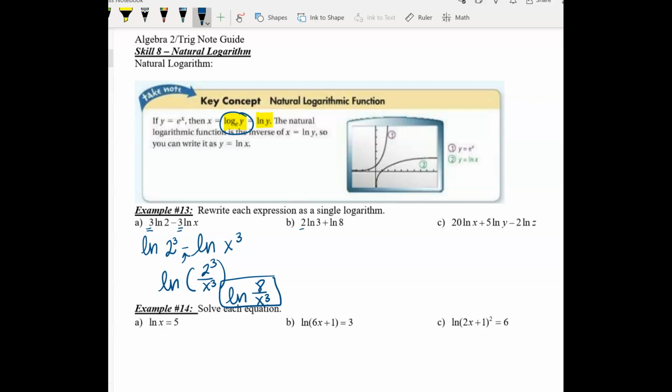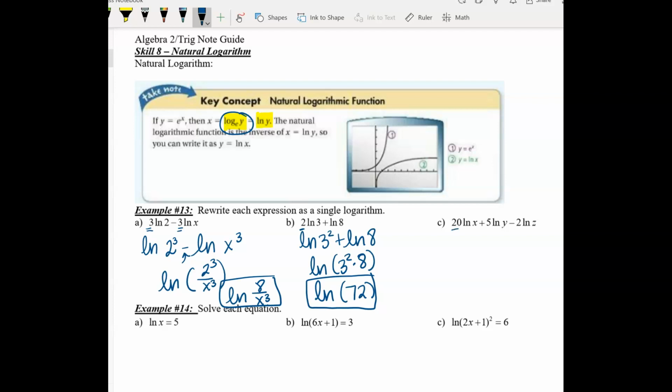And so this would be the natural log of 8 over x cubed. For part B, I would start with the same thing with this 2. So this will be 3 squared and then 8. To combine two logarithms that are being added, they combine into one logarithm where we multiply what's inside of those logarithms. 3 squared is 9, and 9 times 8 is 72. So this would be the natural log of 72.